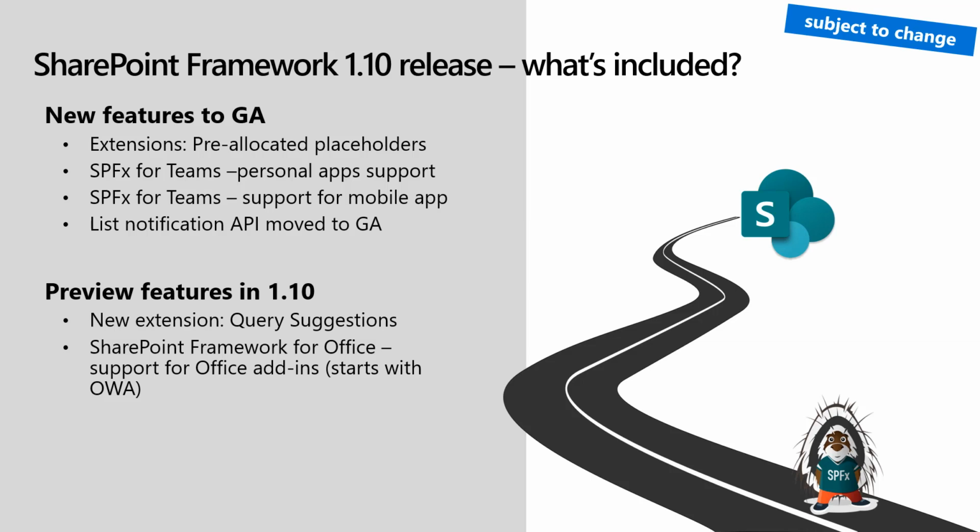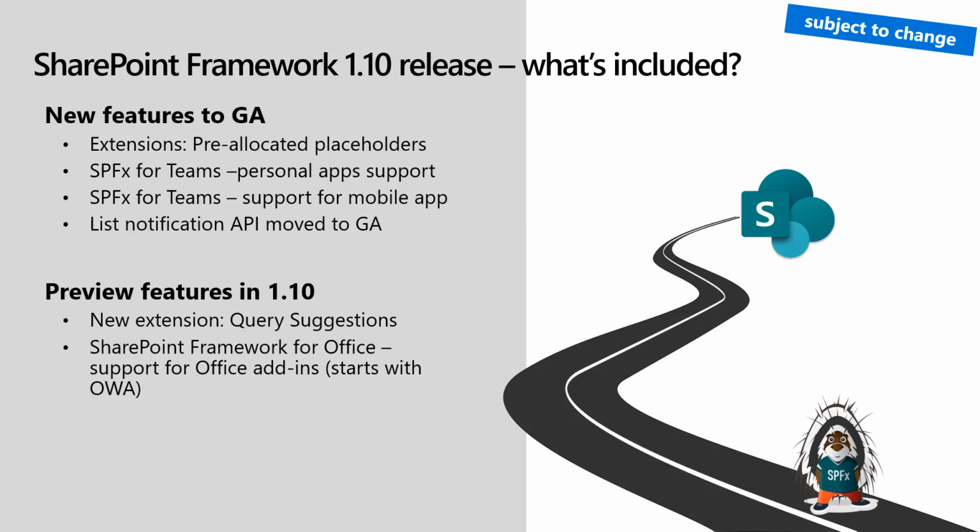And we're going to do a live demo on that one, so you'll know what that actually means. We are also releasing new capabilities in the SharePoint Framework for Teams area. So personal app support is coming as part of the 1.10 release. So you can then have SharePoint Framework implemented not as Teams tabs, but rather as personal applications. And then support for mobile apps. So the SharePoint Framework implementations will be working in the Teams mobile app as well. So you can actually use those in the mobile app.